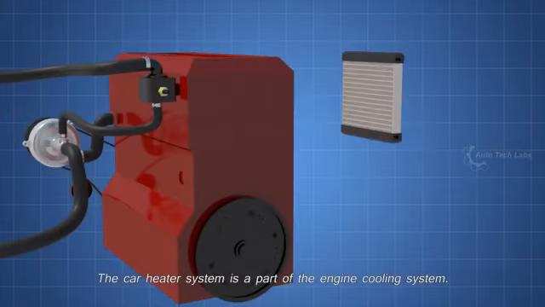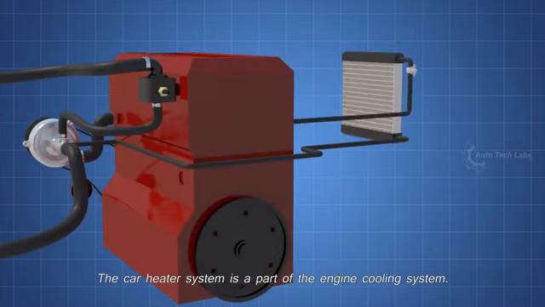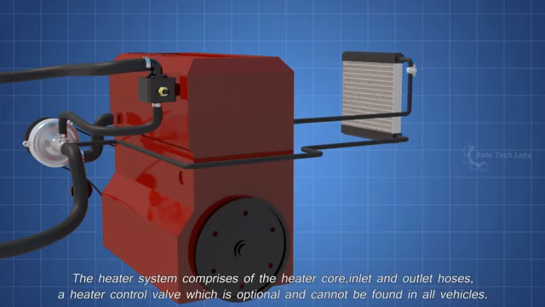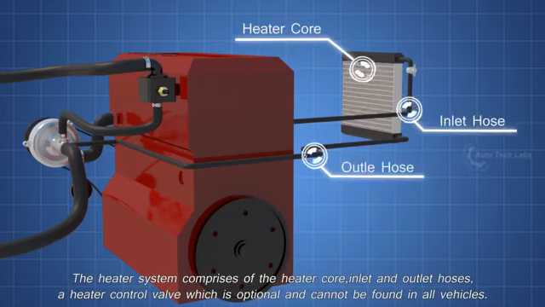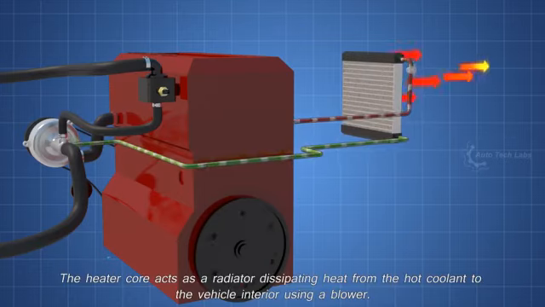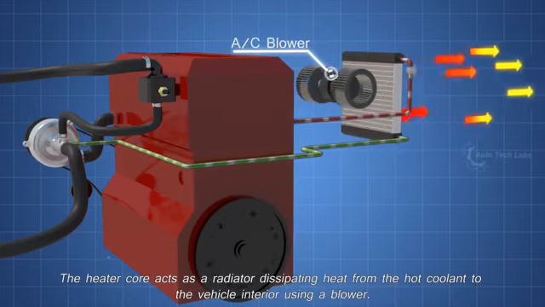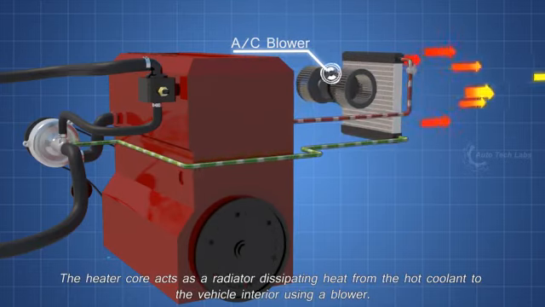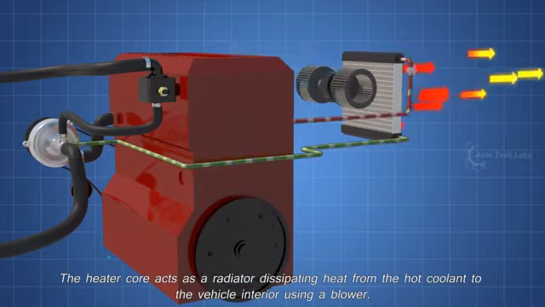The car heater system is a part of the engine cooling system. The heater system comprises the heater core, inlet and outlet hoses, and a heater control valve, which is optional and cannot be found in all vehicles. The heater core acts as a radiator, dissipating heat from the hot coolant to the vehicle interior, using a blower.